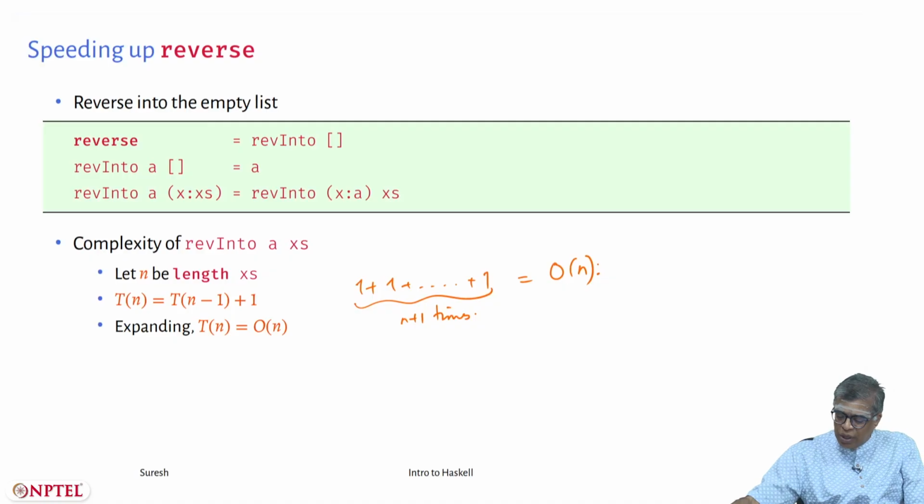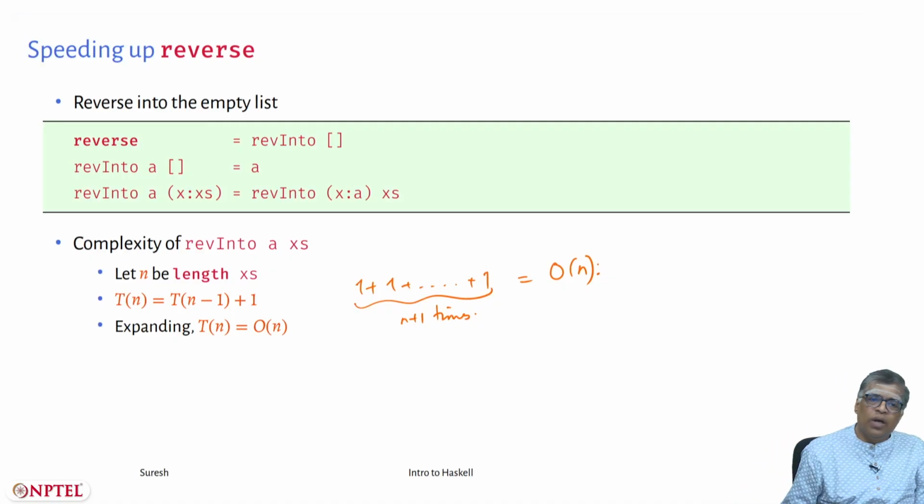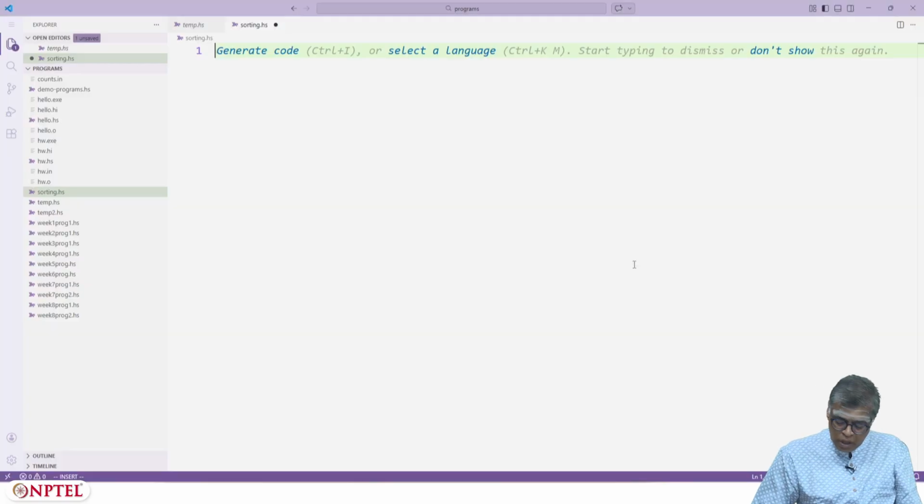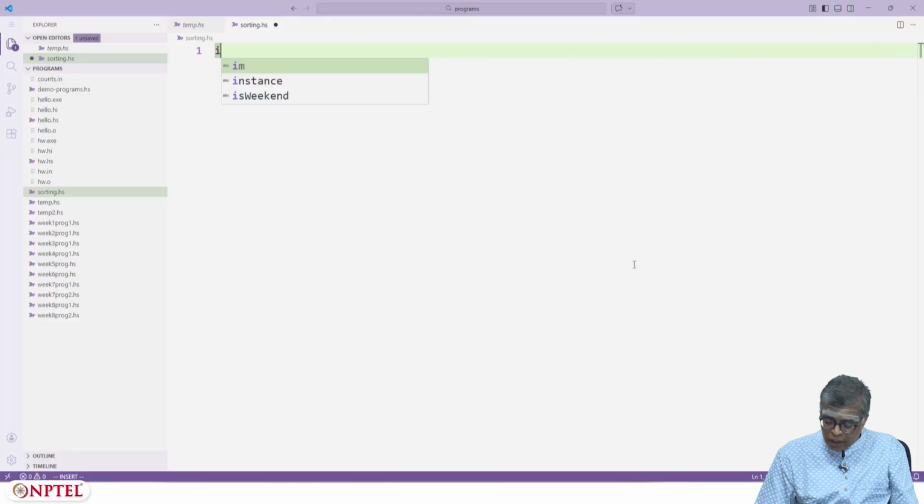Good. So, let us actually see this in action, in order to appreciate the difference between the naive reverse and the faster reverse, and also the difference between order n and order n squared. Let me move to VS Code.